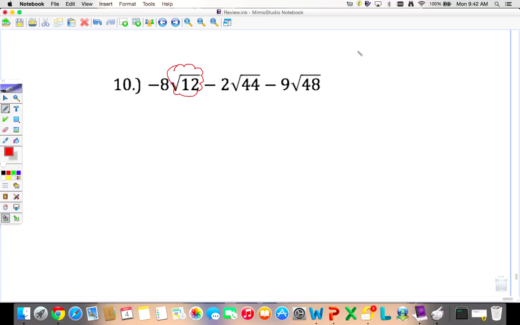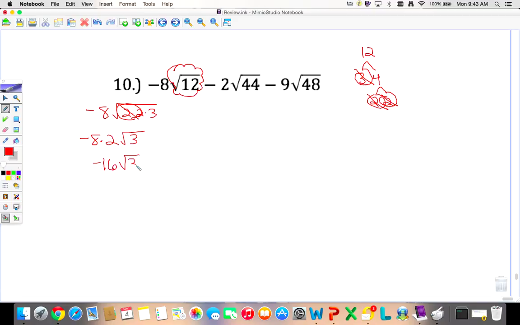Alrighty, number 10. First I'm going to break down the square root of 12. Then we'll do the 44, then we'll do 48. So let's do 12. 12, we have 3 and 4. 4, I have 2 and 2. So here I'll have negative 8 square root of 2, 2, and 3. Pull out my 2's, write it down, cross it out. All I have left is the square root of 3. Negative 8 times 2 is negative 16 square root of 3. This part is done.